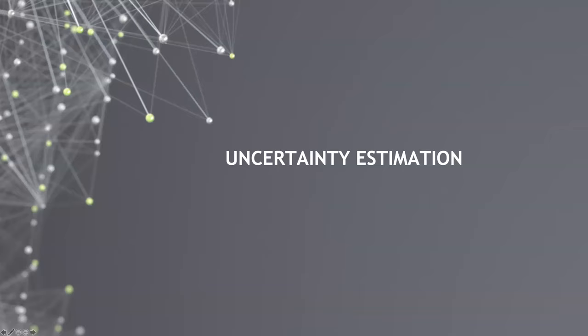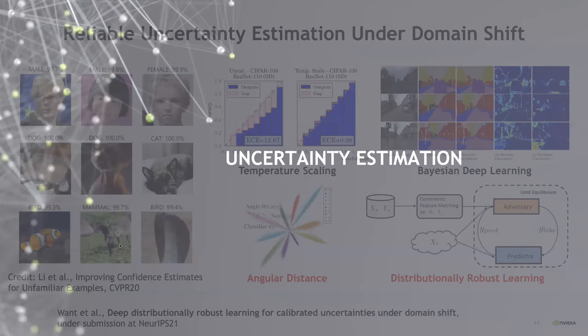The other aspect that I think should be human-like is uncertainty estimation, right? One important aspect of consciousness is being aware of the surroundings and also being aware of our own capabilities. But that's not how current neural networks are. They tend to be overconfident, especially under domain shifts. And so how do we overcome this?